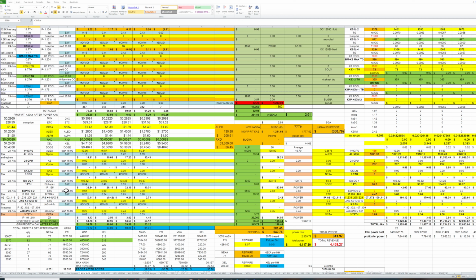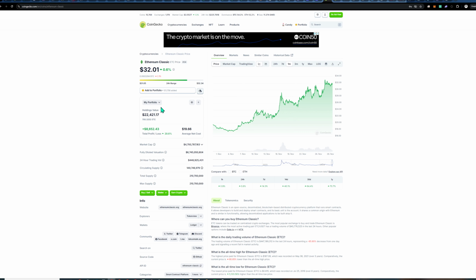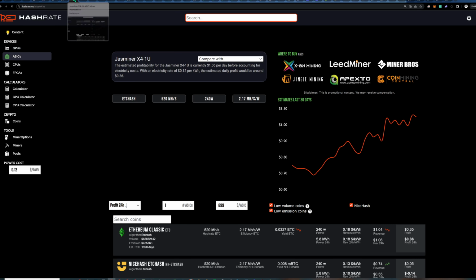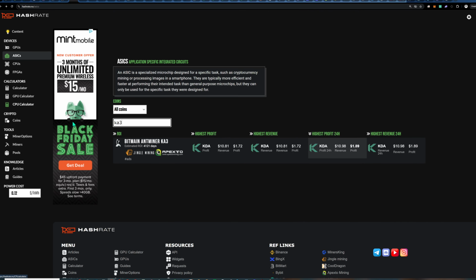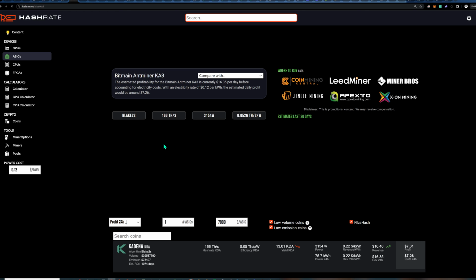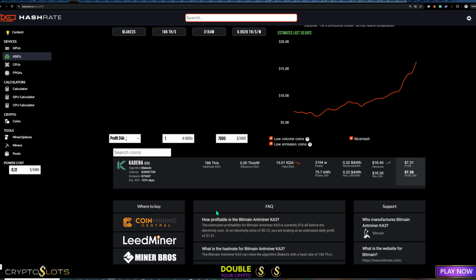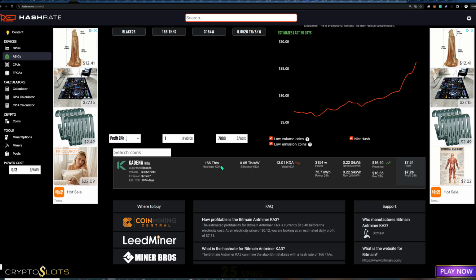Or instead of CK Lite, I don't know if it's ever gonna be profitable. So let me put KA3. What do I have on KA3? What's the KA3 rate? Let me see, KA3. So they had 2 of them, but they only have 166 terahash. I'm not sure. Do I have 166 or 173? I'm not even sure, but looks like they're both profitable, probably, right?